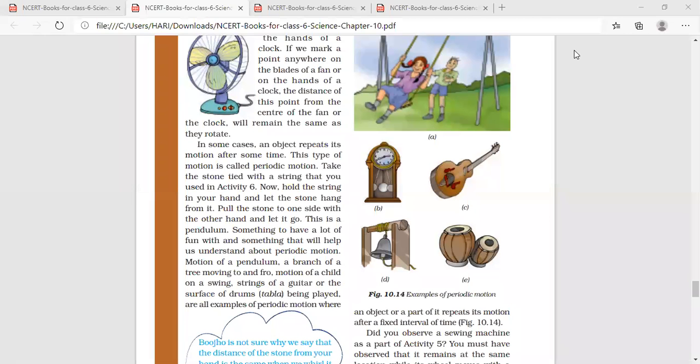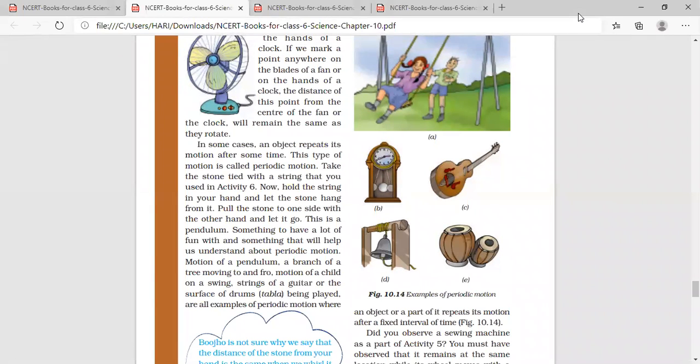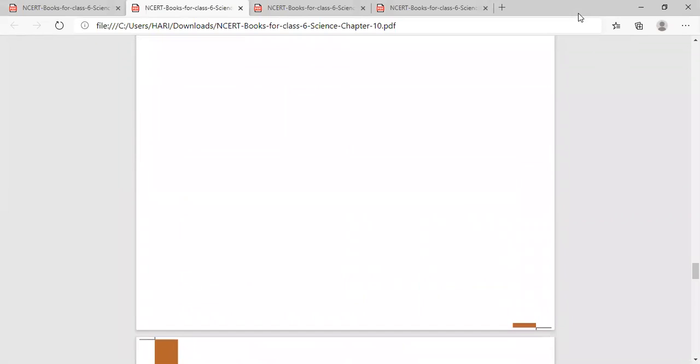Hello students, let us continue chapter 10, motion and measurement of distances. Today we are going to see the last part of the lesson. Before going to the topic, I want to give some instructions.